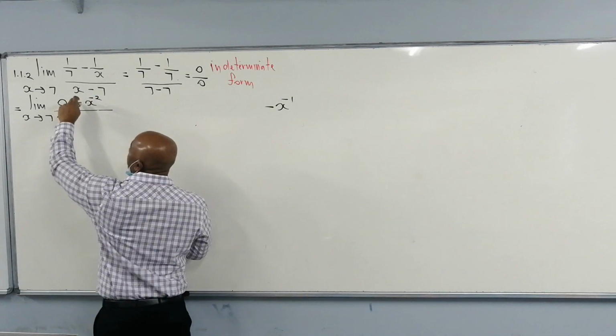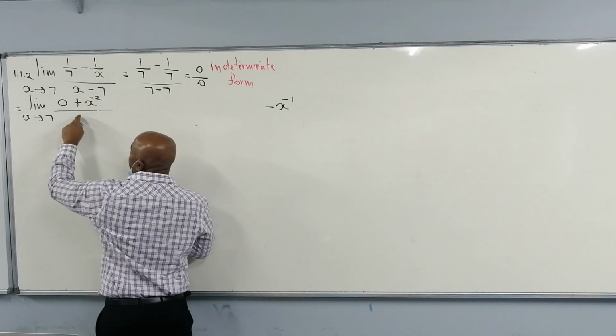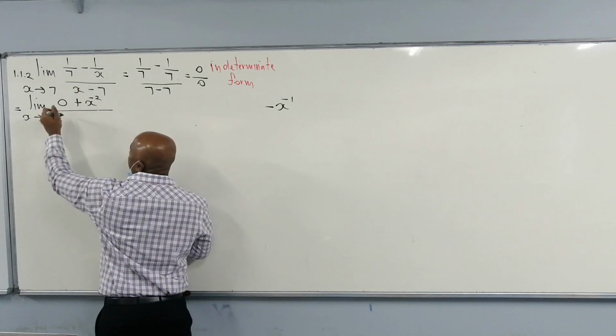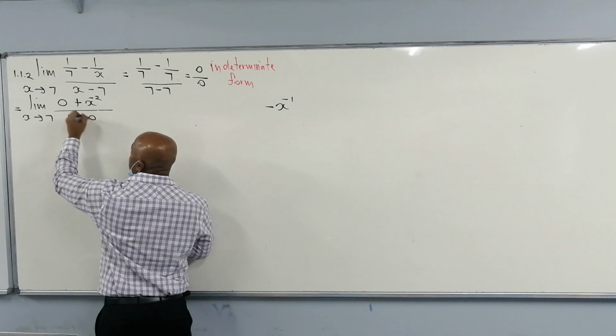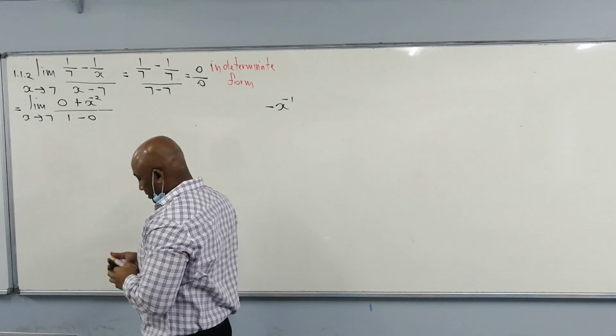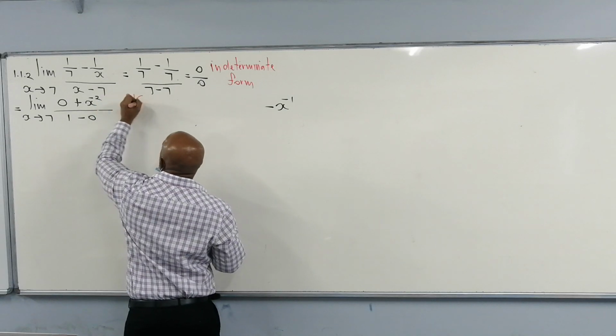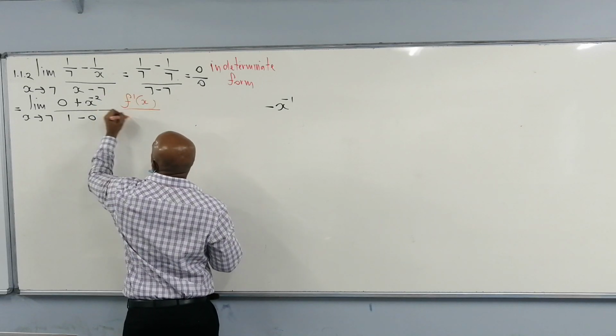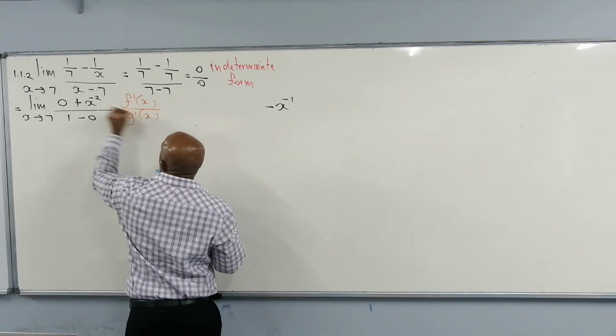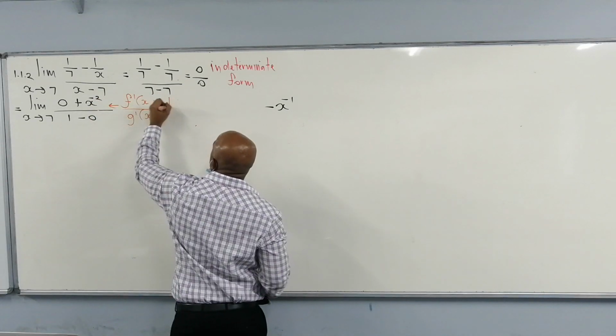Now, that is differentiating the numerator. Differentiate the denominator. The derivative of x is 1. Derivative of minus 7, 0. So you indicate what happened here is you found f prime x all over g prime. That is what you did there.